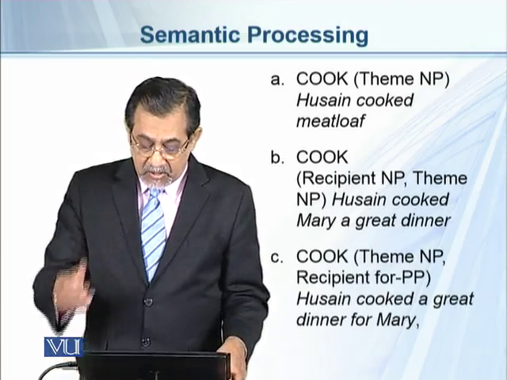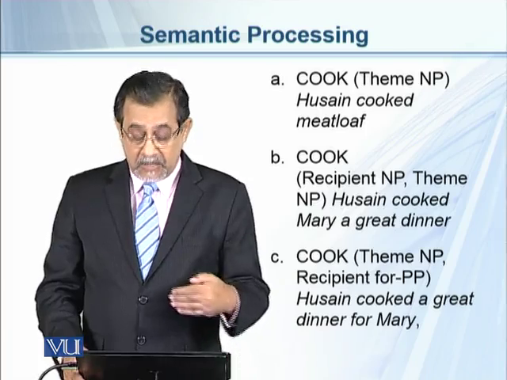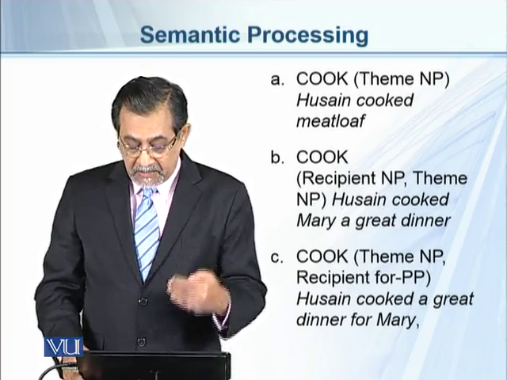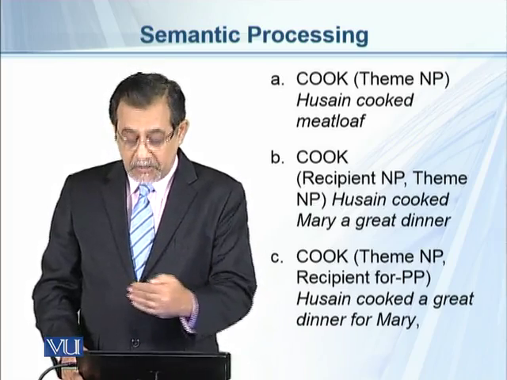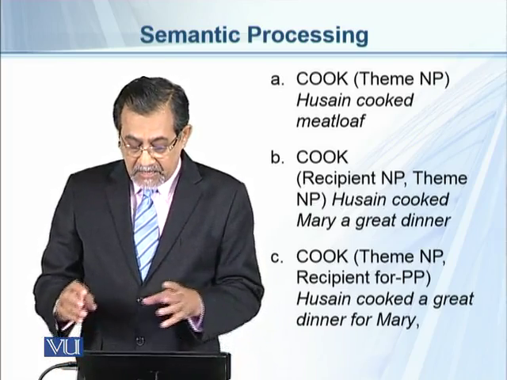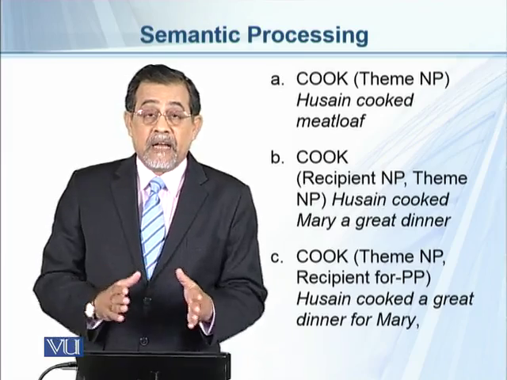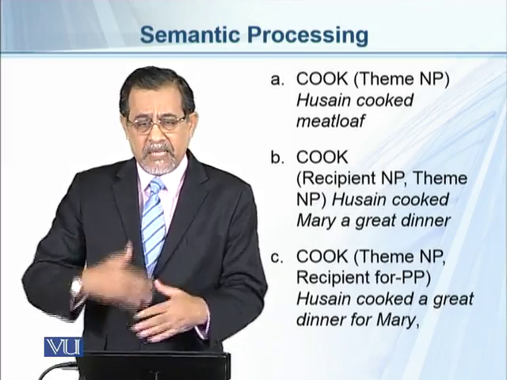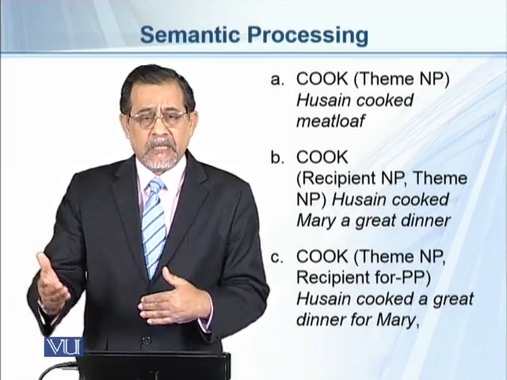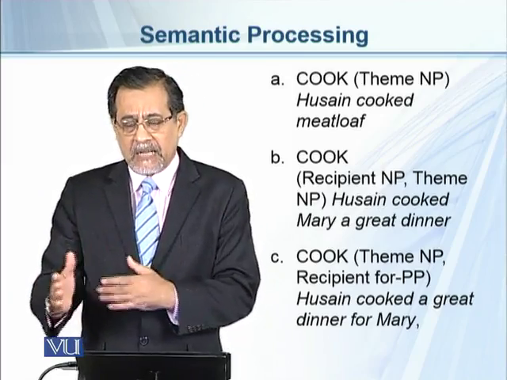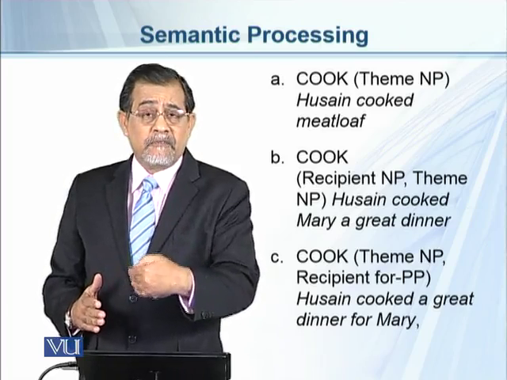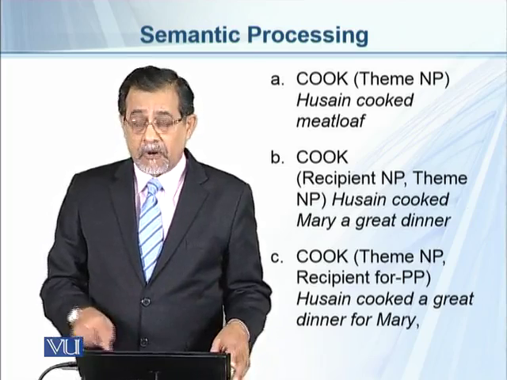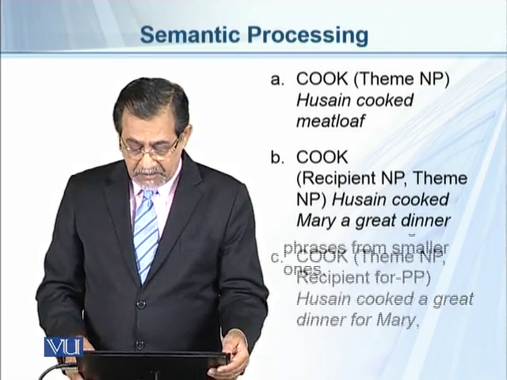We can also have another aspect: cook, theme noun phrase plus recipient prepositional phrase. So Hussein cooked a great dinner for Mary. Now the direct object comes first, and then the indirect object follows it, and it always comes with a preposition. So it comes with the recipient for. For here is a prepositional phrase.